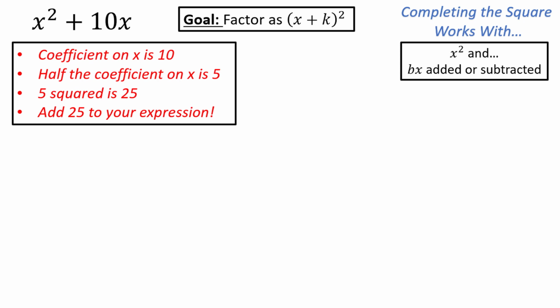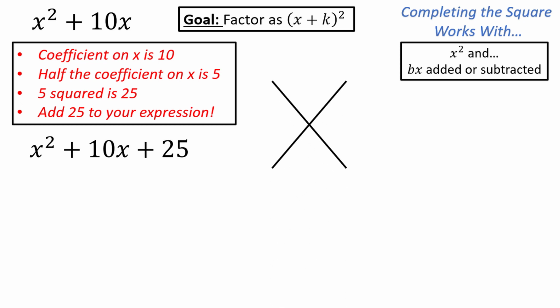Adding 25 to our expression, we have x squared plus 10x plus 25. Of course, in most cases, you'll be working with an equation, so you'll have to also add 25 or whatever value to the other side of the equation. We'll look at an example like that later, but just accept now that we have changed the expression by adding 25 in this problem. Okay, so now we need to factor this thing.